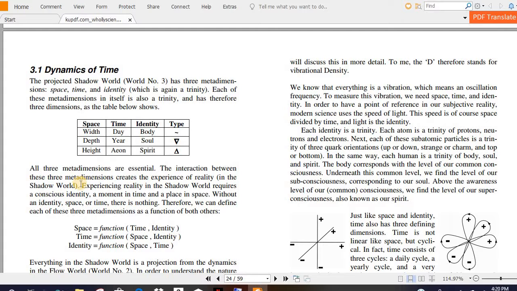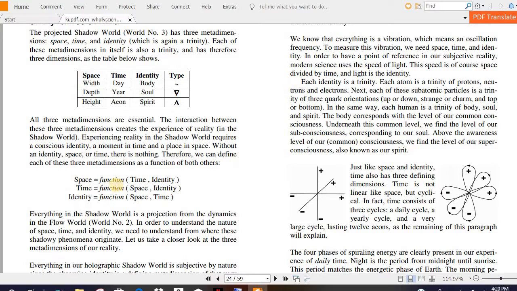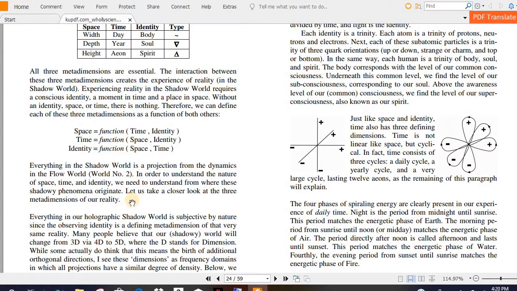All 3 metadimensions are essential. The interaction between these 3 metadimensions creates the experience of reality in the shadow world. Experiencing reality in the shadow world requires a conscious identity, a moment in time, and a place in space. Without an identity, space, or time, there is nothing. Therefore, we can define each of these 3 metadimensions as a function of both others: space is a function of time and identity, time is a function of identity and space, identity is a function of space and time.